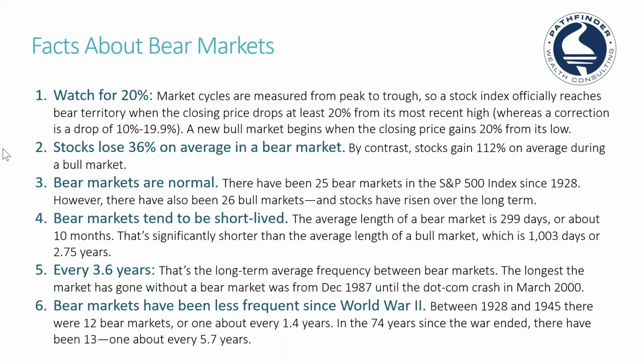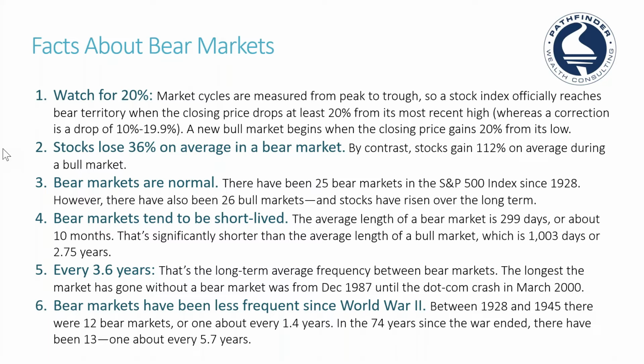On average, stocks lose 36% in a bear market. In contrast, they gain 112% during a bull market. So, bear markets are never fun, but you can see there a bull market, which we've had, one of the longest in the past 10 years. The bull markets are when the market has an upward trend for a long period of time, and we gain a lot more during the bulls than we lose during the bears. So that brings us to the next point.